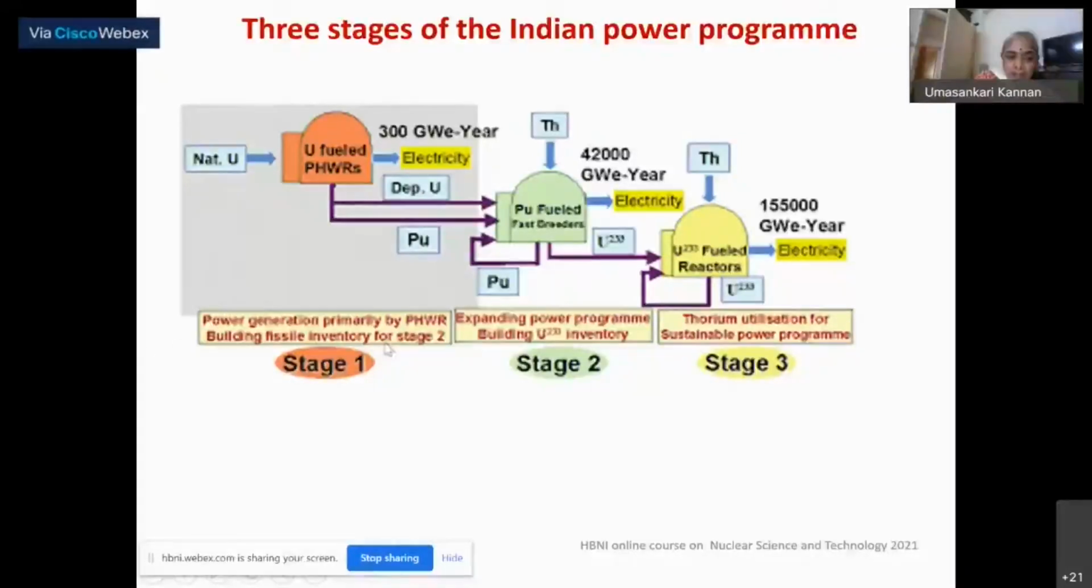So this is called the power generation stage, which is primarily by the PHWRs or whatever natural resources we have in our country. And this is expanding the power program by building the uranium-233 inventory, or this is called the breeder stage. And this is the thorium utilization or a sustainable power stage. So that is how our nuclear power program was formulated.